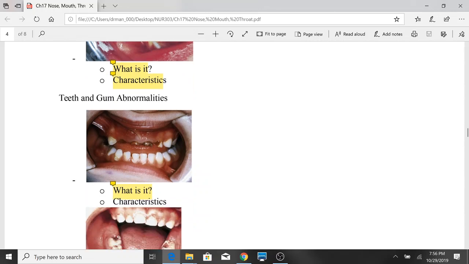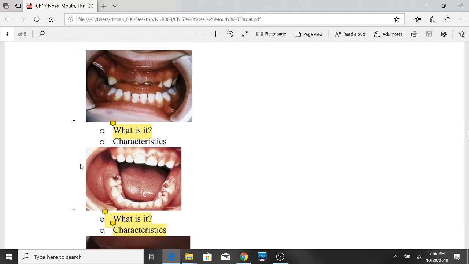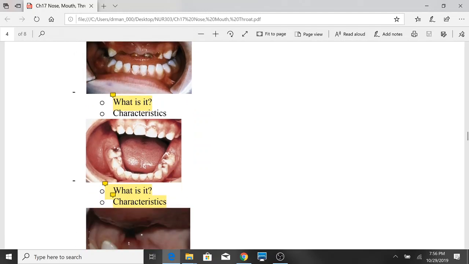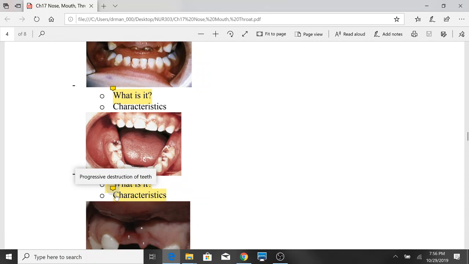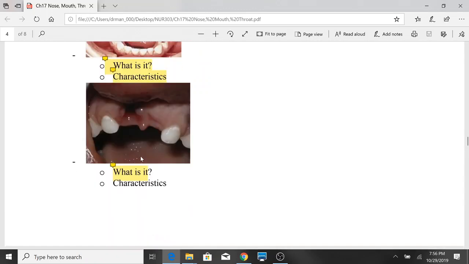So let's look at teeth and gum abnormalities. This is baby bottle tooth decay. It basically occurs when babies are stuck on orange juice bottles or milk bottles for over a year. This is dental caries. It's basically a progressive degradation of the teeth, a breakdown over time.